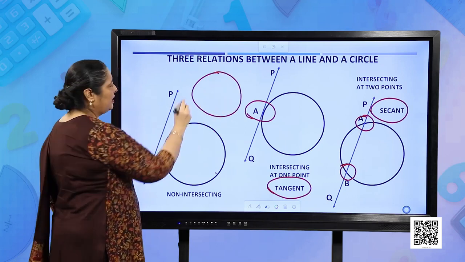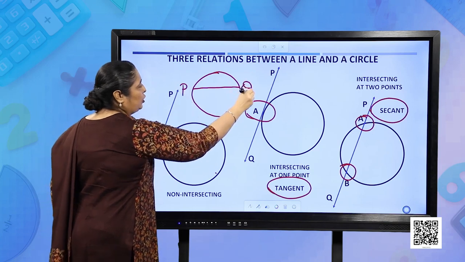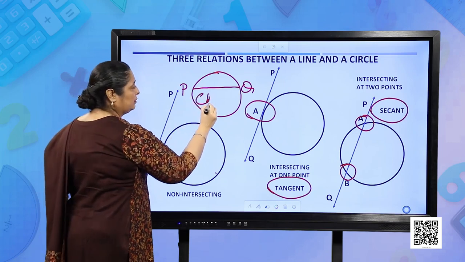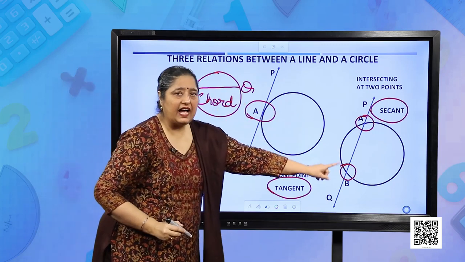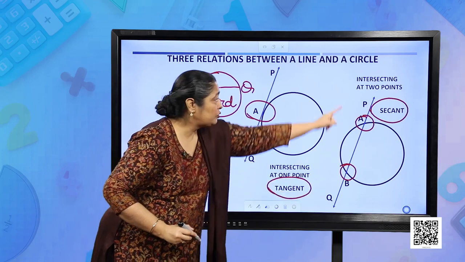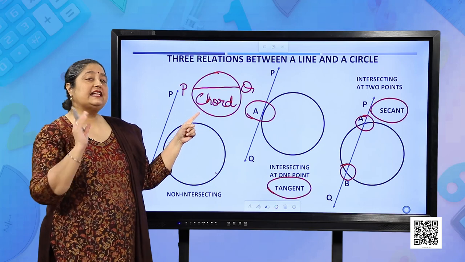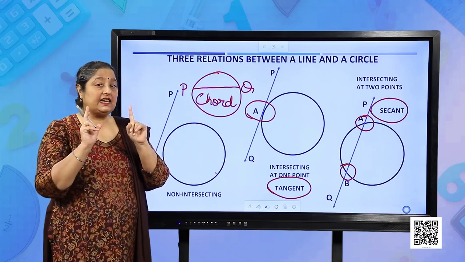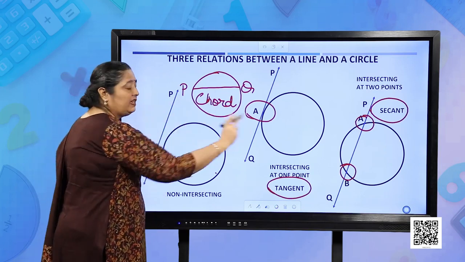This is a circle, and let me mark 2 points P and Q. Then PQ is a chord. This is a chord, and there is a difference between a chord and a secant. What is the difference? Secant is a line. You can see these 2 arrows. So, secant is a line, whereas a chord is a line segment. Chord is a part of a secant. It is not a secant, it is a part of a secant. So, we find a difference between a chord and a secant.